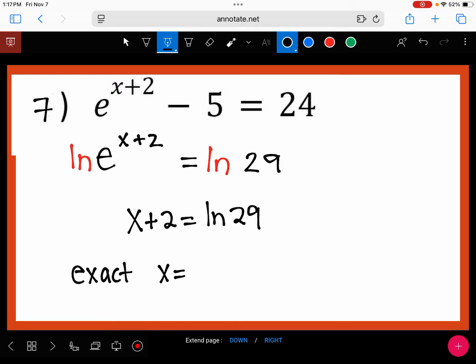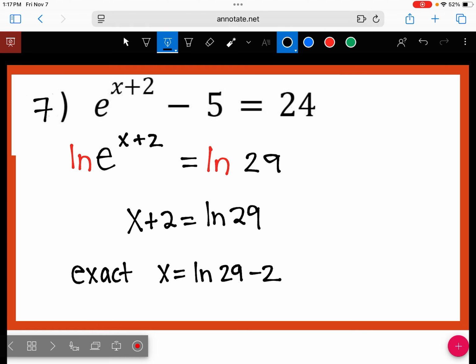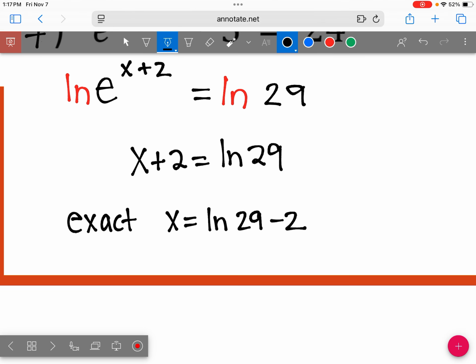x equals the natural log of 29 minus 2. Now, that's your exact answer. Now, when you type this in your calculator, it automatically starts the parentheses. If you put in 29 minus 2, why would that be wrong if I don't close that parentheses? That'd be natural log 27. You have to close the parentheses before you subtract 2. That's why the parentheses is there.